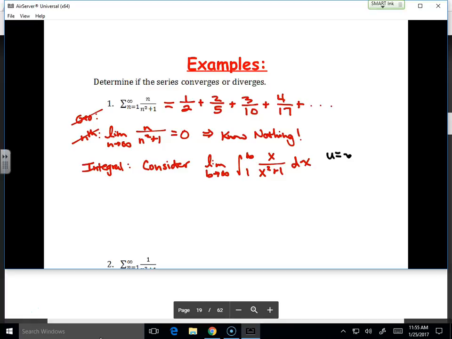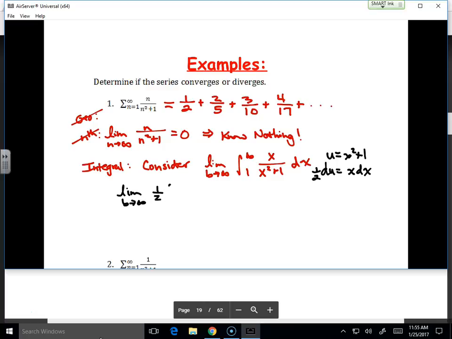So we have u equals x squared plus 1. We have du is equal to 2x. Can I just move the 1 half to the other side? x dx. So then we can go ahead and say, hey, that's going to be the limit as b goes to infinity of, does that work? Yes.